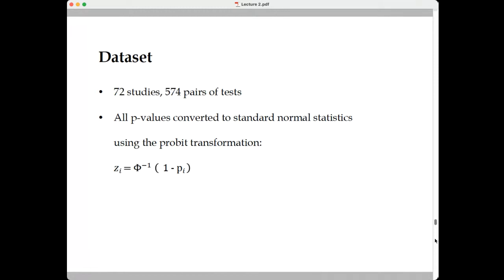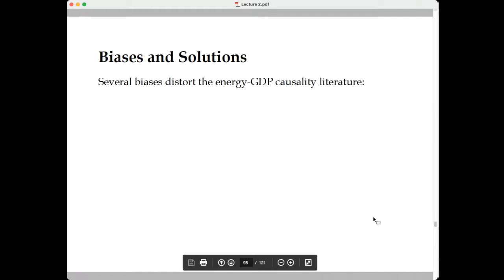So we looked at 72 studies, 574 pairs of tests. We convert their various different statistics, all those p-values, into standard normal variables. And so this is set up so that a very significant result, a low p-value, means a big positive test statistic. The standard normal variables have nicer properties for using in regression analysis than the p-values.